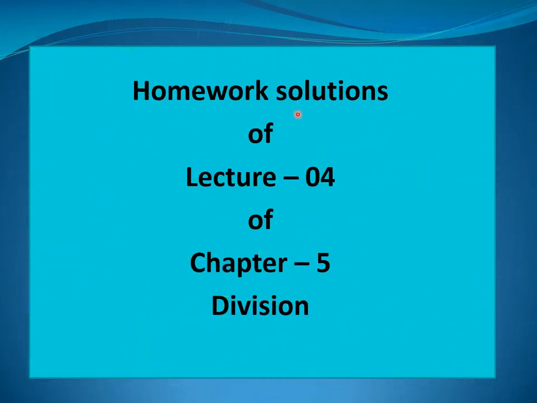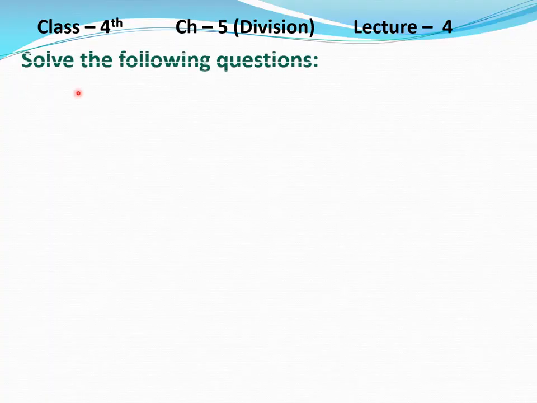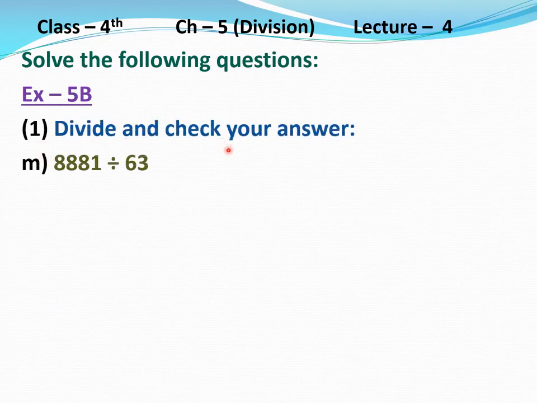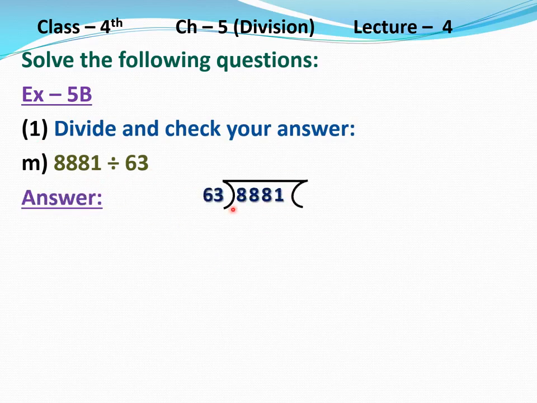Now I will discuss the homework solutions of lecture number 4 of chapter number 5, division. Now solve the following questions. Exercise 5B. Question number 1. Divide and check your answer. M part: 8881 divided by 63. Answer. Make a sign like this. Write 63 here and write 8881 here.